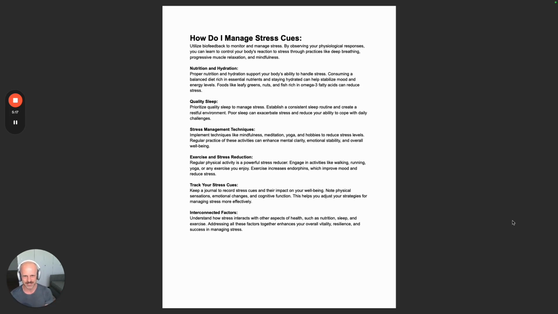Understanding how stress interacts with the other aspects of your health, like nutrition, sleep, and exercise, can really help you address all of these factors. And addressing all of these factors together enhances your overall vitality, resilience, and success in managing your stress.